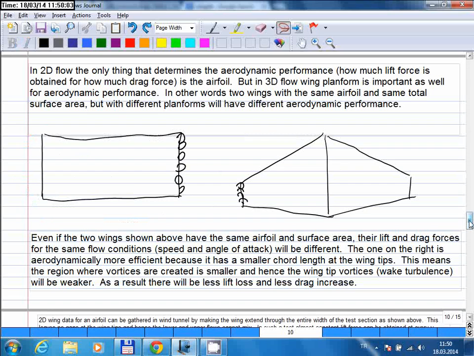So I said in aerodynamics, the performance of a wing, the airfoil shape is important, and also the wing planform shape is important. And so when designing aircraft, you need to design these two things yourselves. If you are designing a new aircraft, you need to design the airfoil first, and then you need to design the planform area.